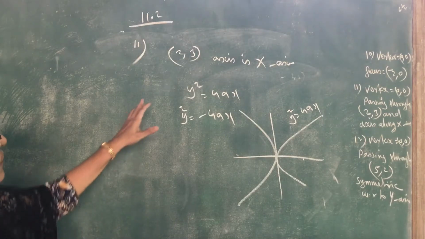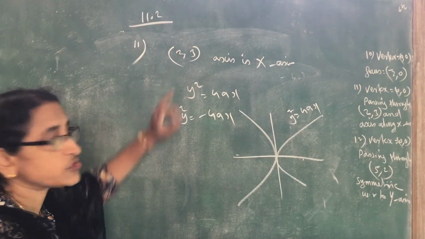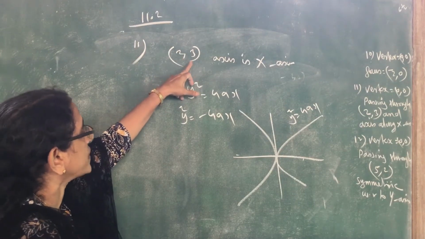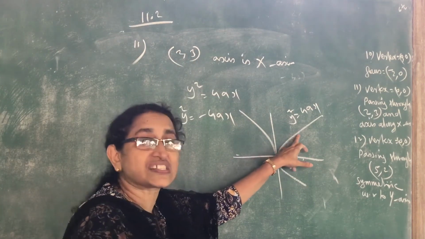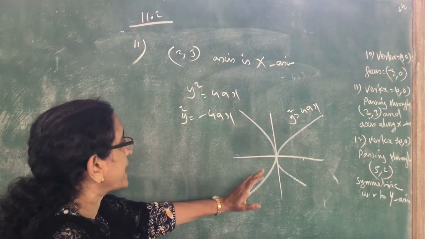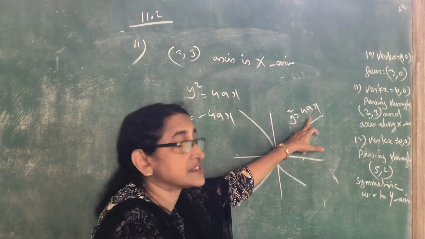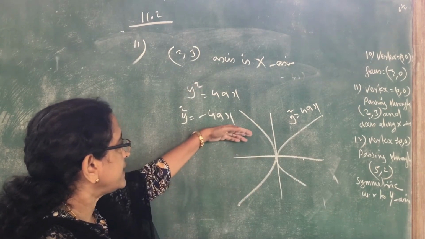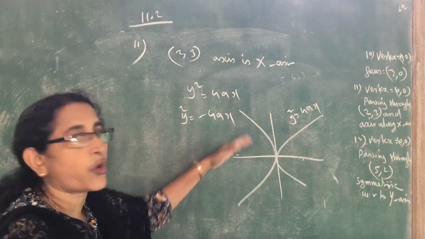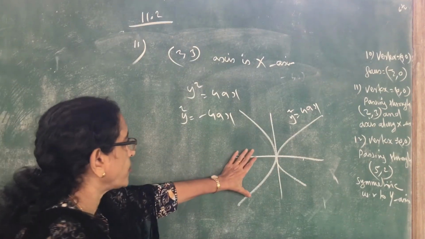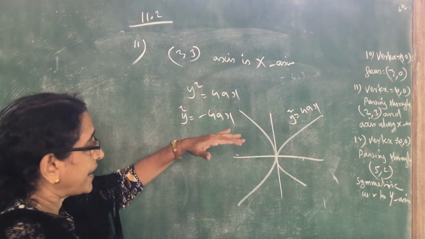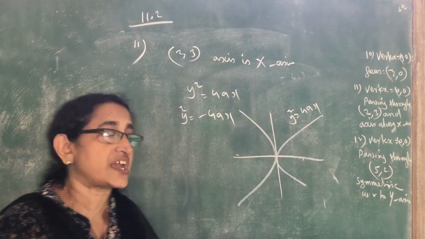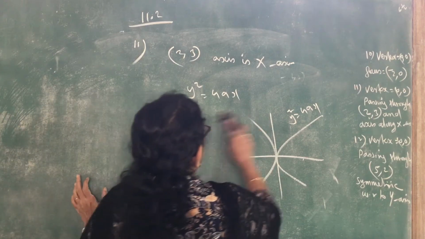Now one more thing is given: it passes through 2, 3. Passing through 2, 3 means the x coordinate is positive and the y coordinate is positive, so that point lies in the first quadrant. So the equation of the parabola should be y square equal to 4ax. In the second and third quadrants, the x coordinate is negative, so it is not possible. Since the parabola passes through 2, 3, the equation is y square equal to 4ax. So it is the first type parabola.